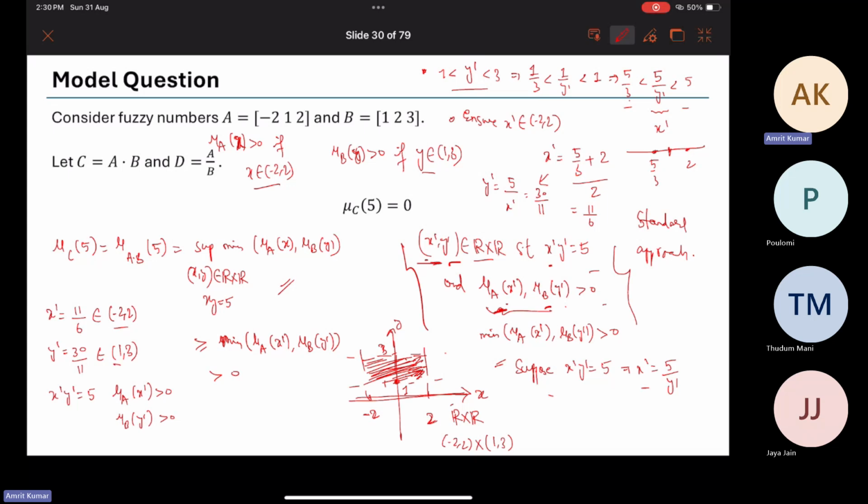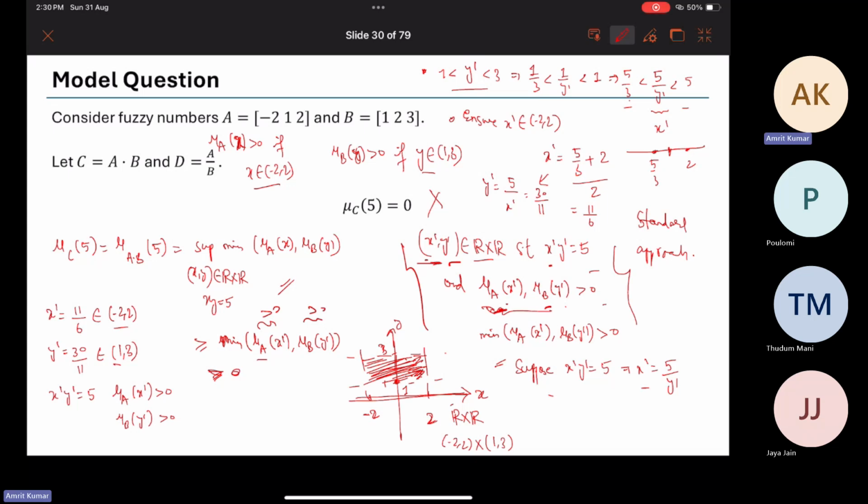So in other words, we are able to find such a pair x dash comma y dash with these properties, and therefore the supremum would be greater than or equal to the minimum of mu A of x dash comma mu B of y dash. Now, since both these two quantities are positive, this has to be positive, and therefore this can definitely not be the case. So I hope that is clear to you.